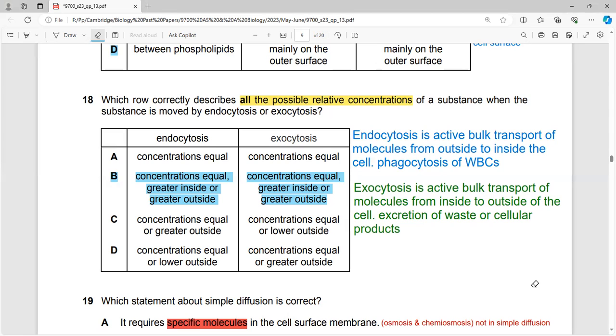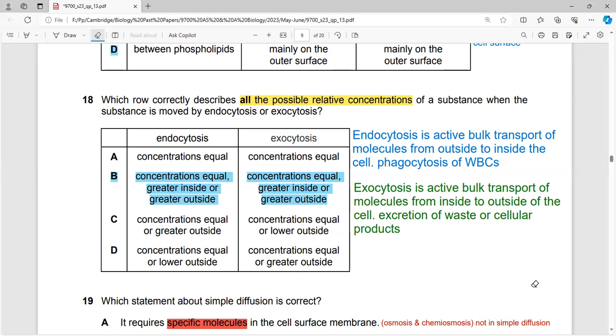And in exocytosis, the waste material of the cell and enzyme secretions are released out. So it depends only on energy, the ATP molecule. It does not depend on the concentration difference or gradient difference. So that's why the concentration could be equal, greater inside, or greater outside. It will not depend on that.